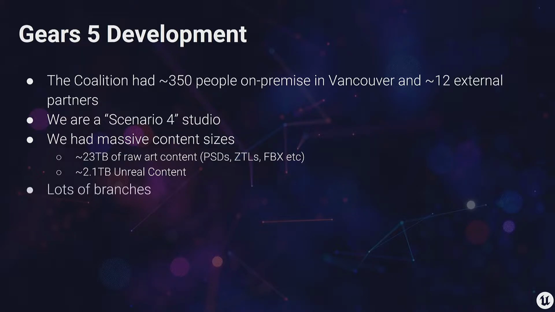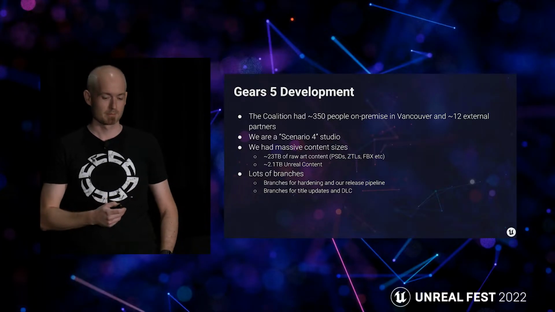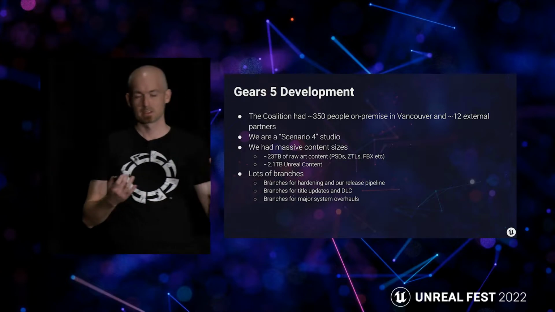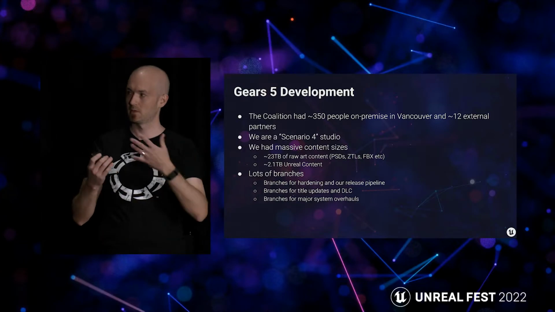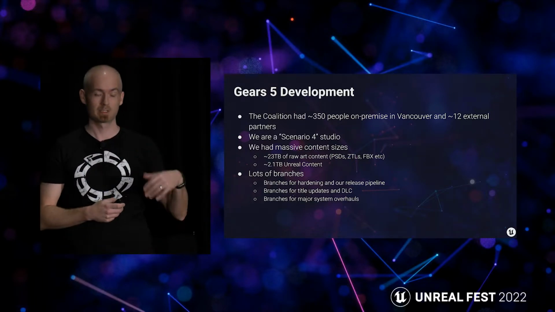And we also had a lot of branches. Obviously, when you're shipping a AAA game, you're going to have your dev branches, your release branches, going into cert, your retail branches, things like that. We did that for a lot of our release pipeline and a lot of hardening branches as we went through development. We created a lot of branches for things like title updates or DLC, just to isolate the team so that we could do this work and not affect the folks working in the main branch. And when we did major system overhauls, we branched again. Thinking about these content sizes and raw sizes, all of this was duplicated on disk when people had to sync one of those branches.